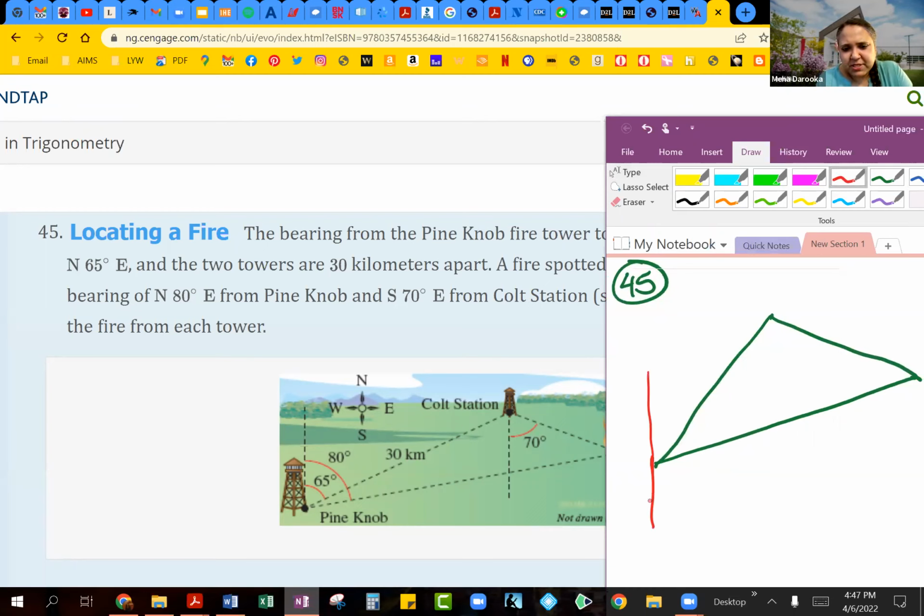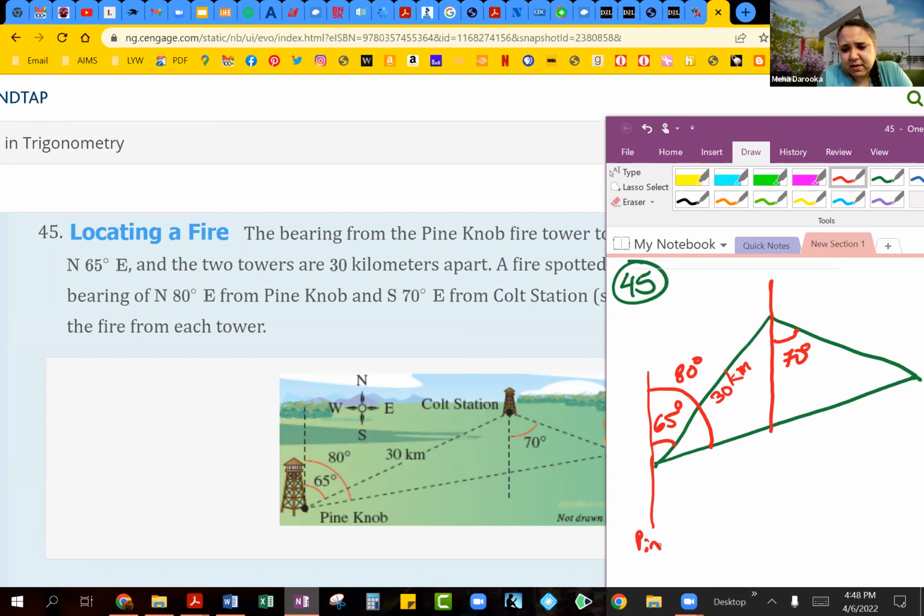Okay, so from the north-south line, we know this angle here is going to be 65 degrees. And we know this angle here is going to be 80 degrees. From this tower here, we know this angle is going to be 70 degrees. And the other thing we know is this distance is going to be 30 kilometers. And basically they're asking us to find the distance of the fire from each of the towers.